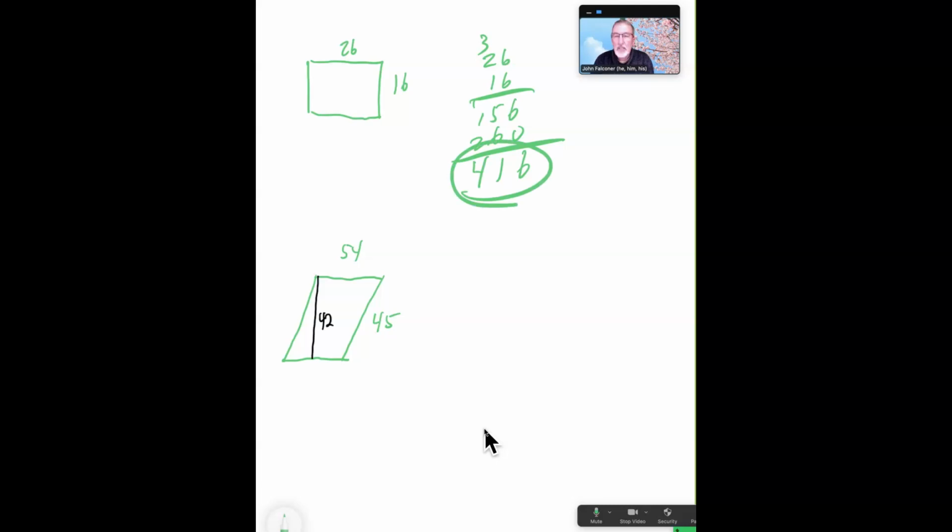$416, that's what the calculator told me. A little bit quicker than I got it, but that's your answer, 416 square units. And so that's the first one. And we're going to take a look at the parallelogram question too.